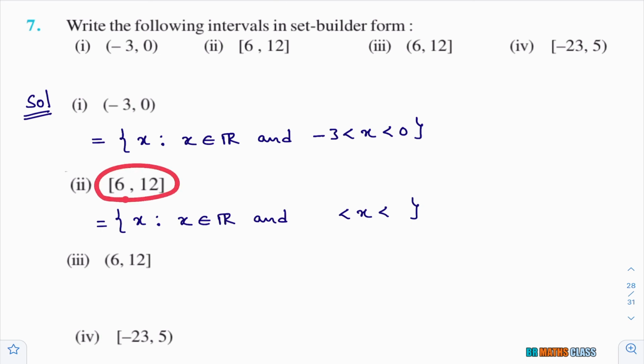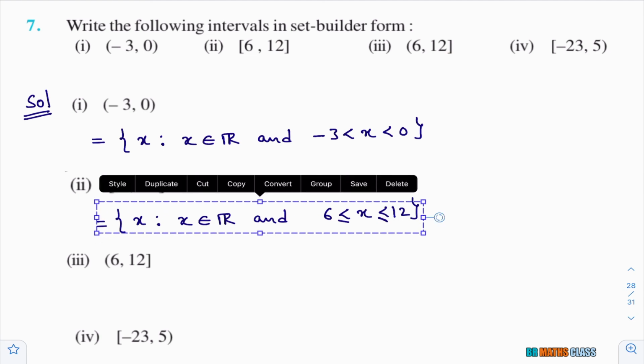You look here. This is closed interval. Closed interval means we'll write less than or equal to. Here 6 is there, I'll write 6 less than or equal to x. Here 12 is there, that we'll write 12. Less than or equal to we need to write because this is closed interval. I hope you are understanding, right? Right. Now we'll move to this third bit.